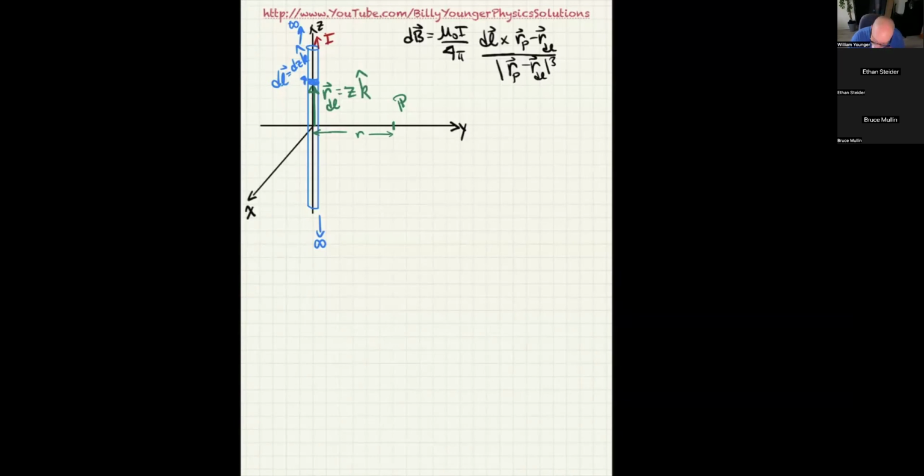I also have a vector r_p, which goes from the origin to the point P at which we wish to know the magnetic field. And that vector is r_p, and you can see that one is r j hat.